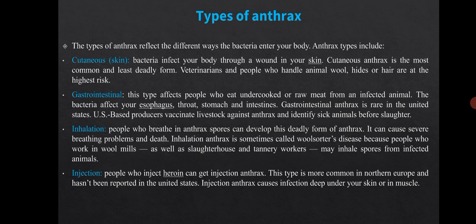Next is types of anthrax. The types of anthrax reflect the different ways the bacteria can enter your body. The anthrax types include: first, cutaneous anthrax; second, gastrointestinal anthrax; third, pulmonary or inhalation anthrax; and fourth, injection anthrax.